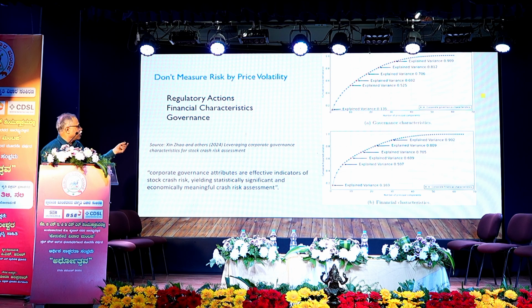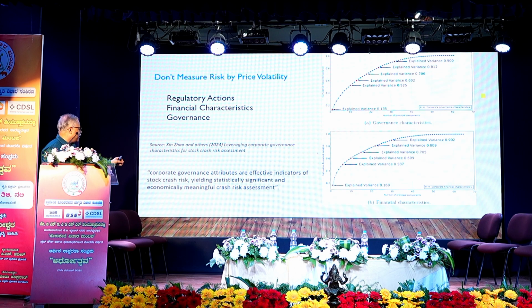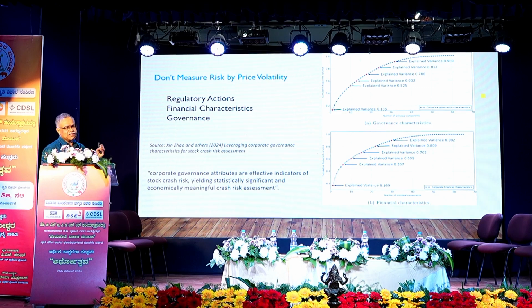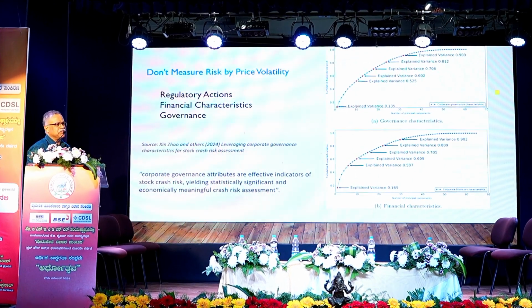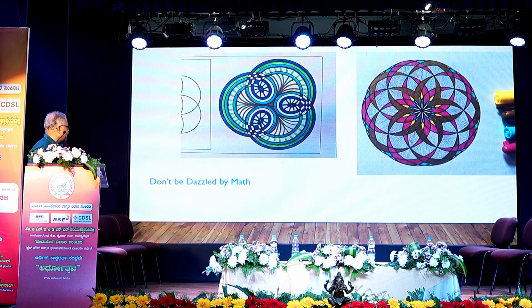Okay, so I am talking about various types of variance coming. Variance is a risk only, volatility only, which is coming out of governance factors as well as financial factors. Of course, this chart relates to the Chinese market. There may be a study relating to the Indian market also, I am not aware of it. Or there is an opportunity to do similar work for the Indian market also. Yielding statistically significant, economically meaningful crash risk assessment. So stock prices may fall because of the financial characteristics as well as the governance activities.